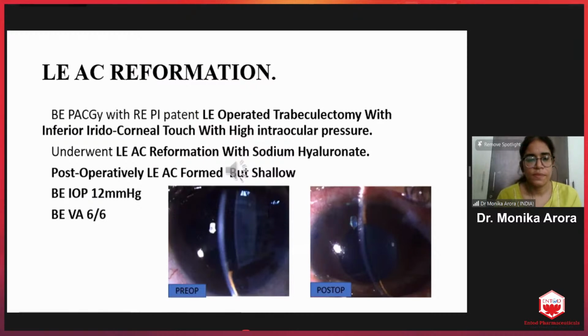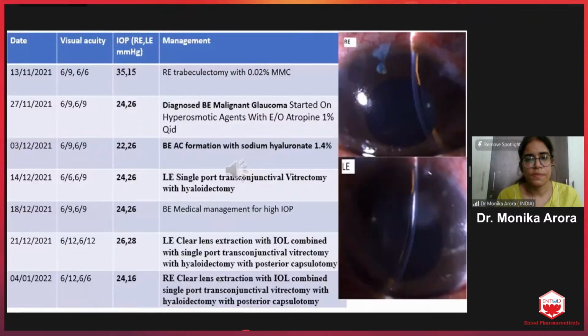Now coming towards the management. Patient underwent left eye AC reformation with sodium hyaluronate. Post-operatively, AC was formed but shallow with controlled IOP 12 mm of mercury in both the eyes with visual acuity 6/6. On follow-up, the right eye intraocular pressure was high, therefore the patient underwent right eye trabeculectomy with 0.02% mitomycin C.